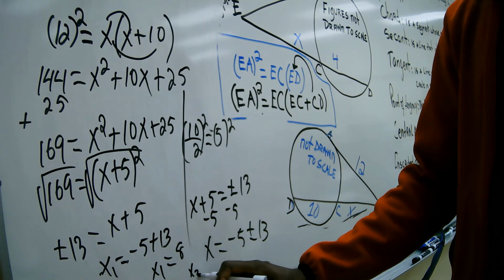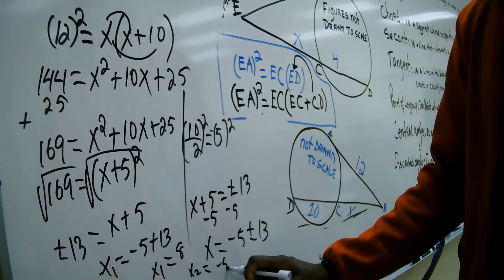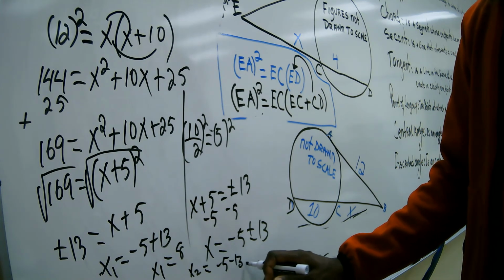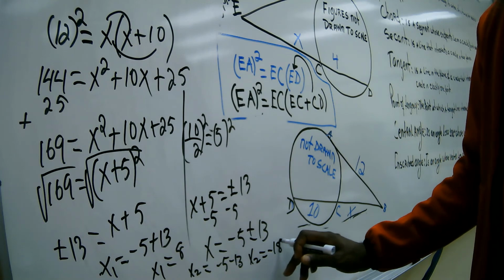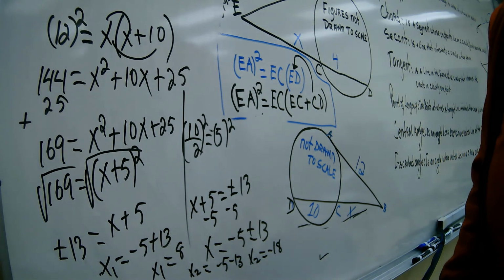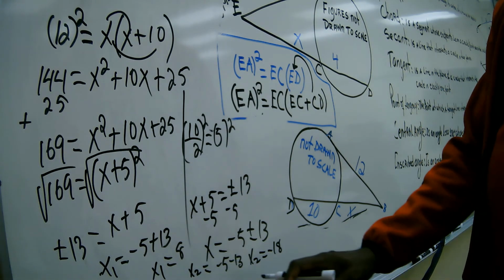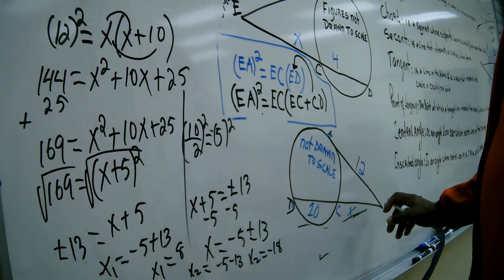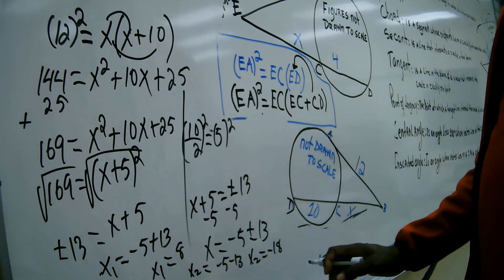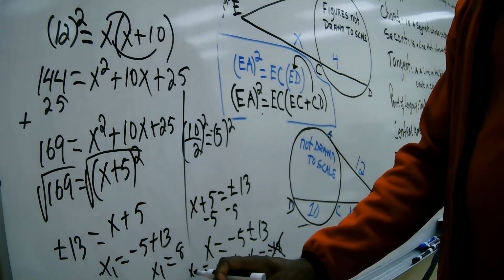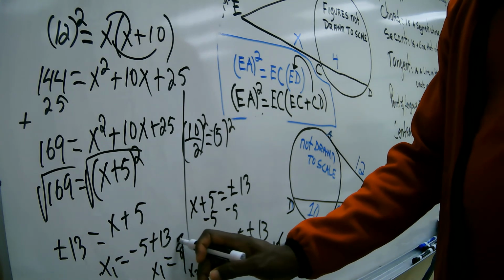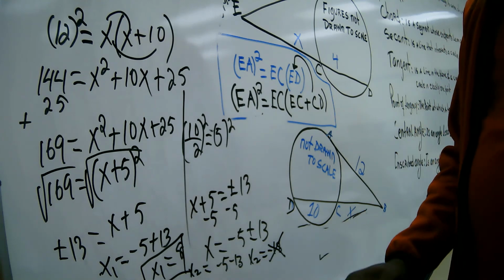The other option is negative 5 minus 13. In this case, x will be negative 18. Those are your possible answers. However, when you have two answers, since you're looking for length, you don't want your length to be negative, so we will have to reject that. In this case, we only keep where x is positive 8. That's one of the options.